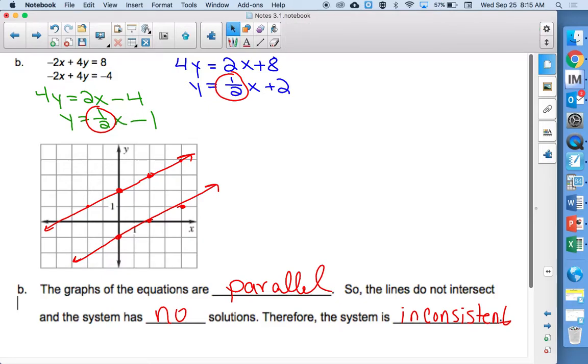Questions? So consistent, there is an answer. Inconsistent, there is not an answer. Consistent, independent, 1. Consistent, dependent, infinitely many.